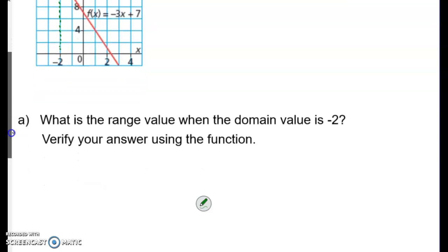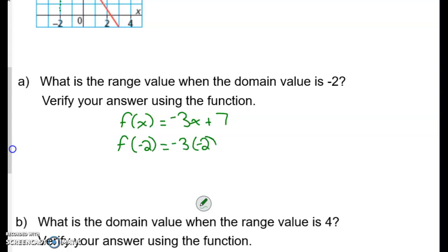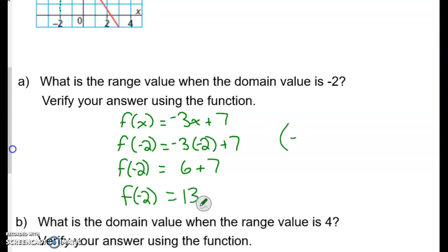Let's verify that using the function. My function f of x equals negative 3x plus 7. So I want to know what f of negative 2 is. f of negative 2 equals 6 plus 7. So my answer was indeed 13. When x is negative 2, f of x is 13.